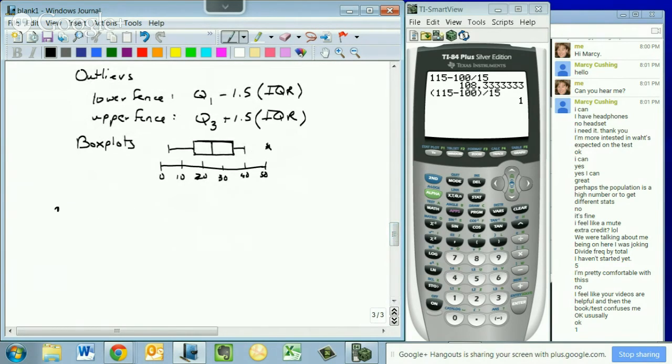All right, so that's chapter 3, and then we went into chapter 5.